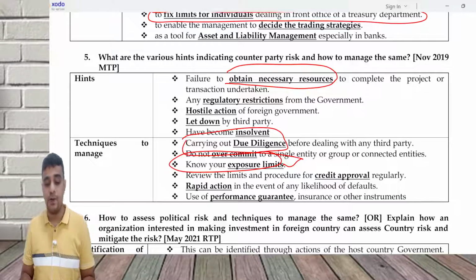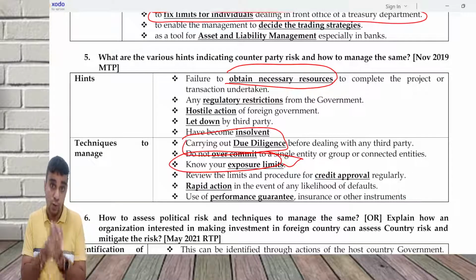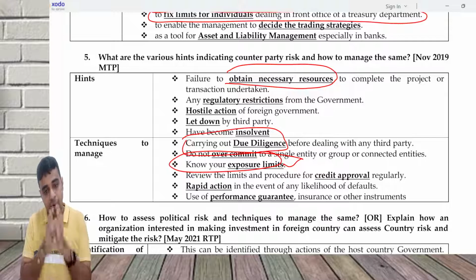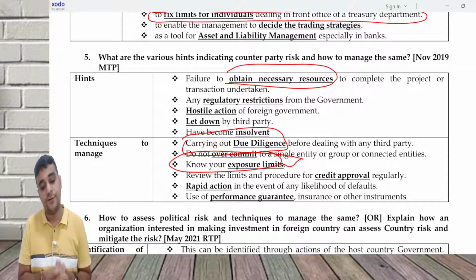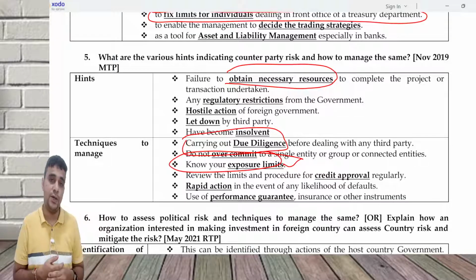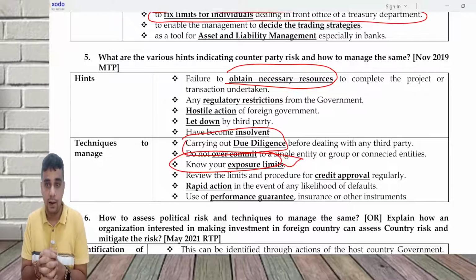How to assess political risk and techniques to manage the same. Now, political risk is something which is being faced by the overseas investor. To make it very clear, it is very difficult to assess political risk, because this is a very important risk, but it's a slightly subjective way of measuring the risk.